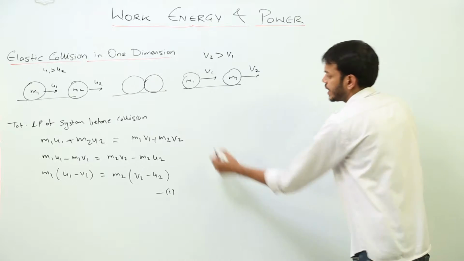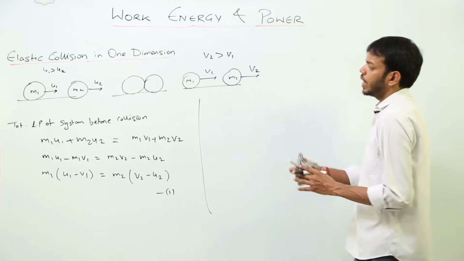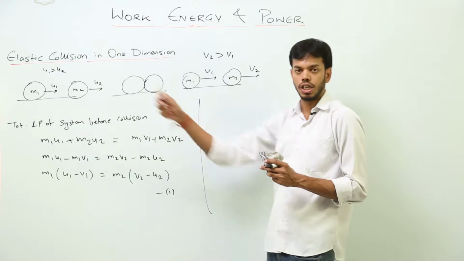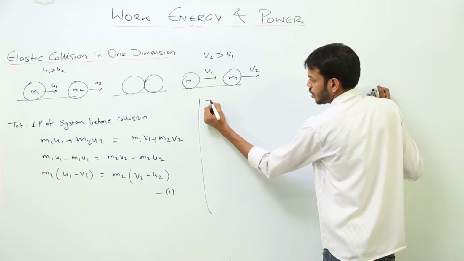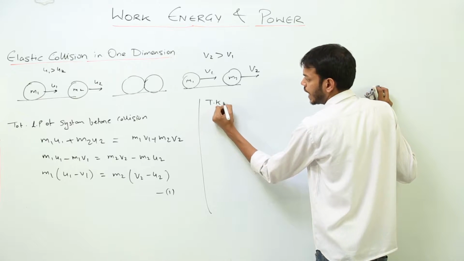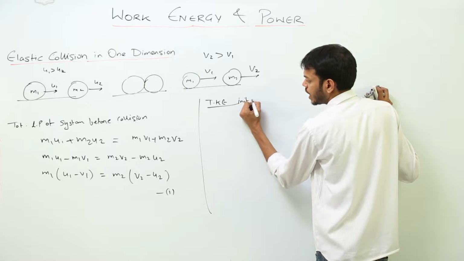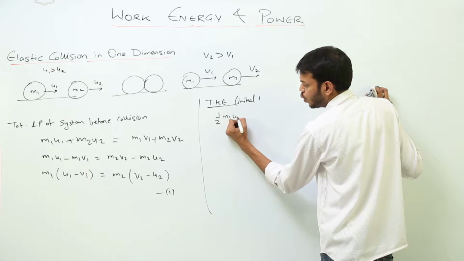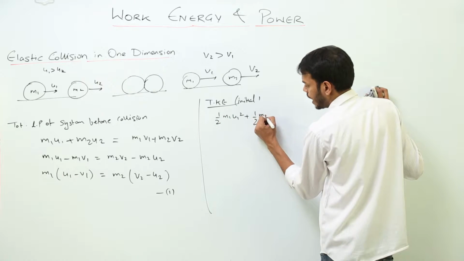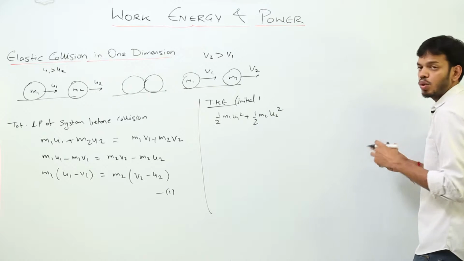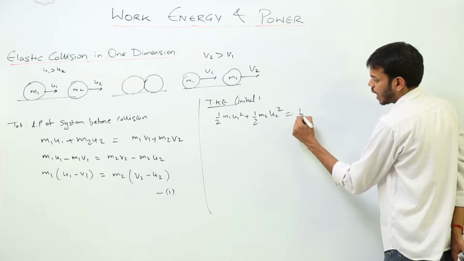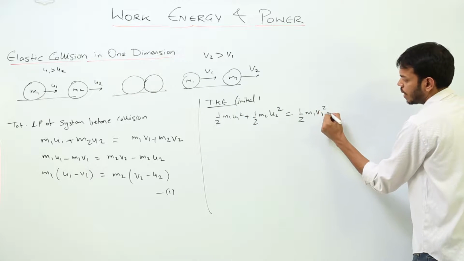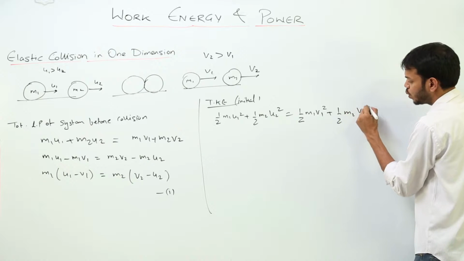Okay. In the same way, do the same thing in terms of kinetic energy. Total initial kinetic energy of the system for the initial phase was half m1 u1 square plus half m2 u2 square, right? And total final kinetic energy would be equal to half m1 v1 square, the kinetic energy of this body, plus half m2 v2 square.